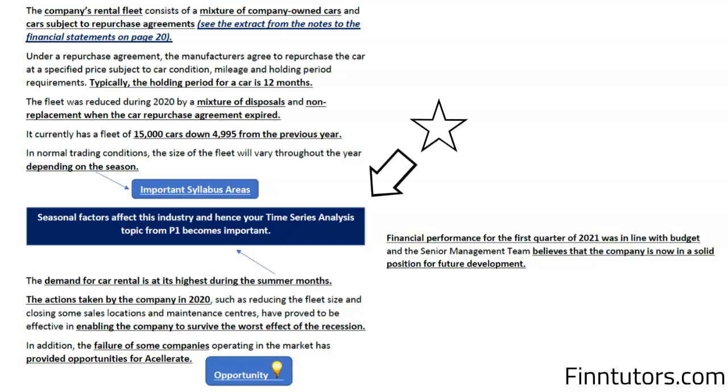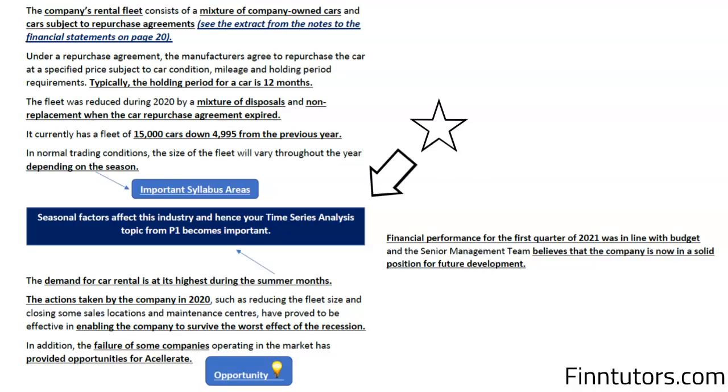Under a repurchase agreement, the manufacturers agree to repurchase the car at a specified price subject to the condition, mileage, and holding periods. So it will be repurchased by the particular manufacturer. Typically, the holding period is 12 months. So you hold it for 12 months, you use it for 12 months, and depending on the conditions, the manufacturer will buy it again from you after these 12 months.